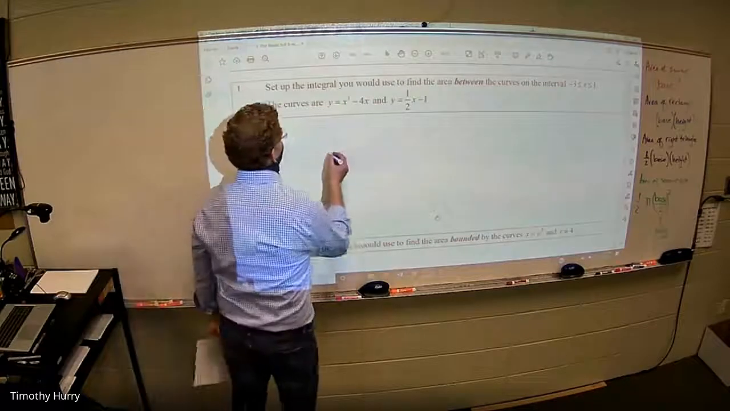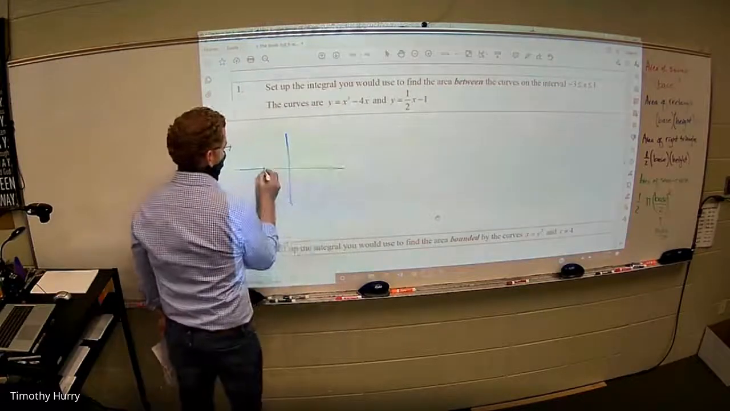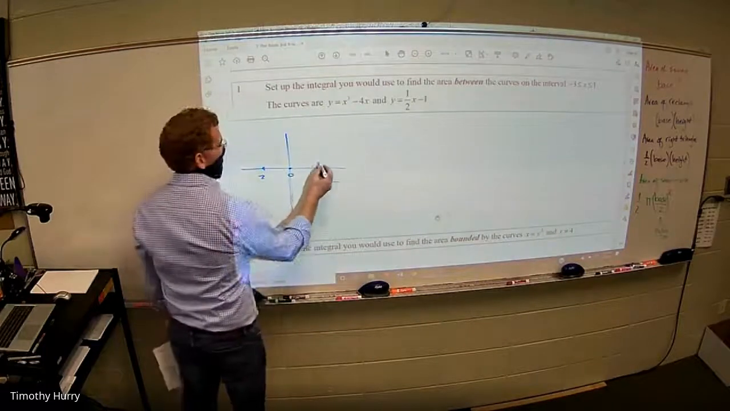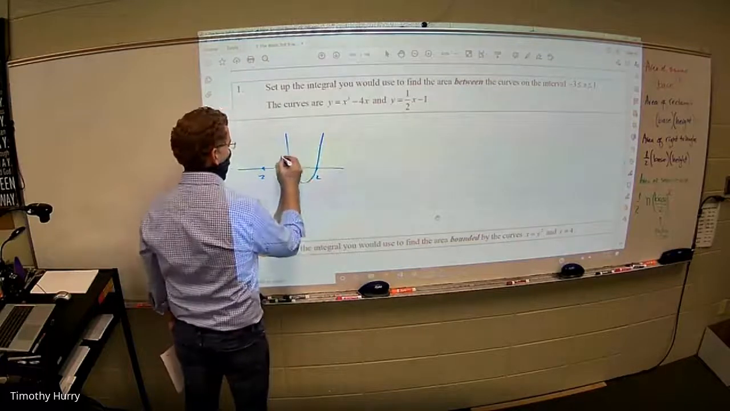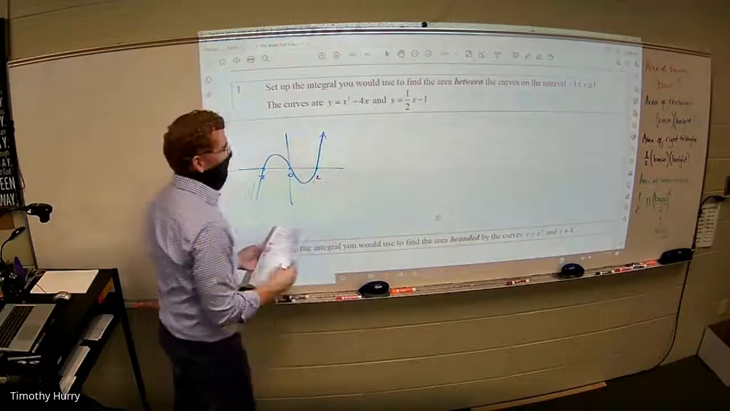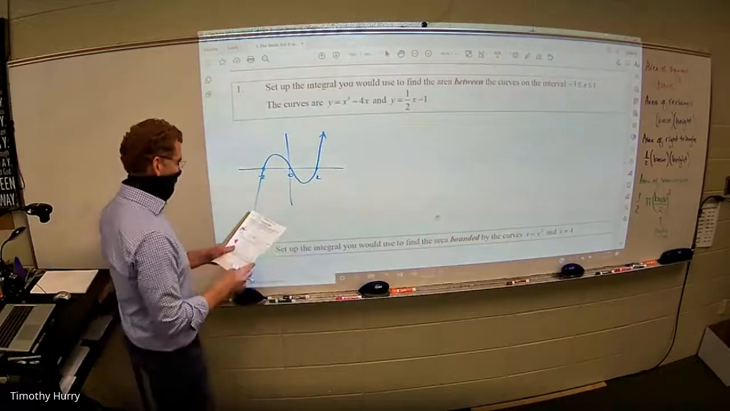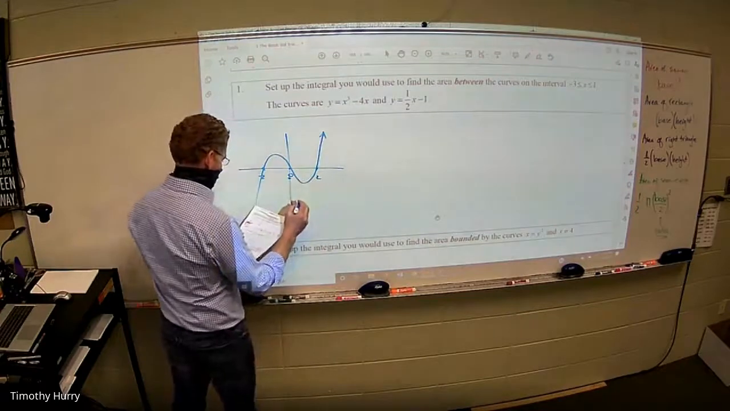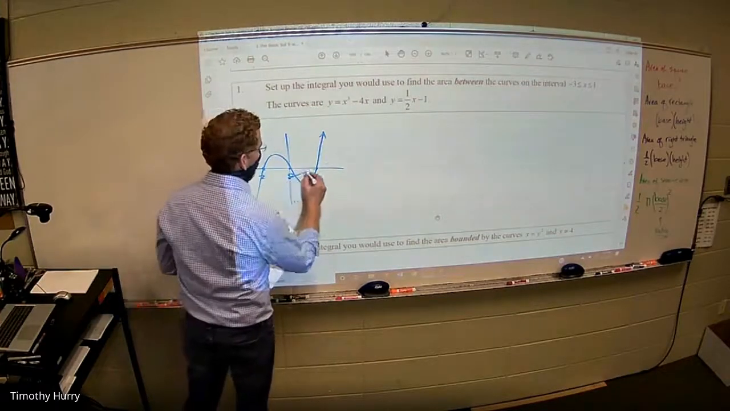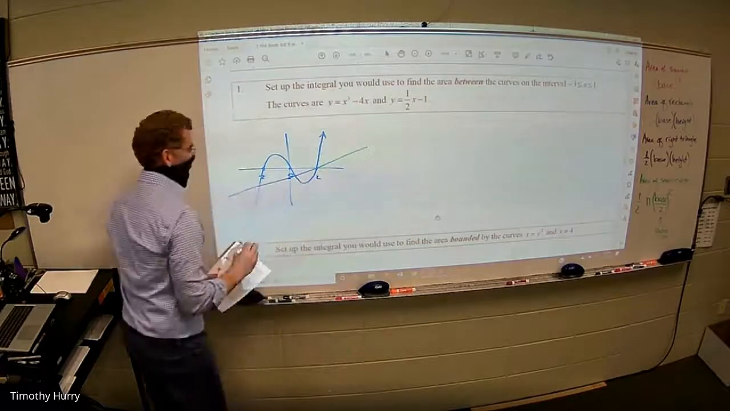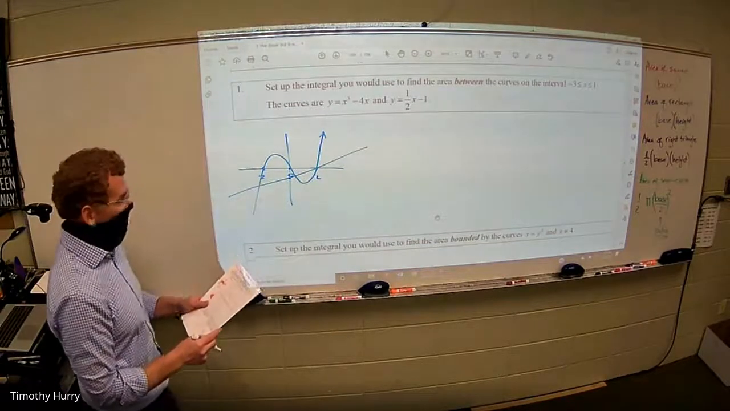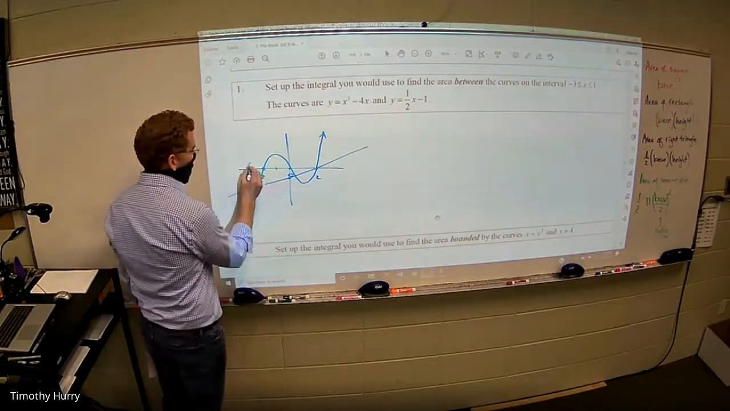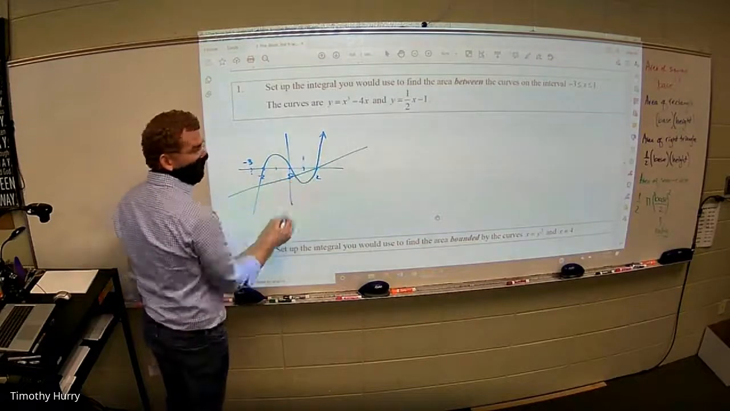So you end up with some cubic function that crosses at those roots, something like this. And then you have the line with the slope of a half that crosses at -1. It looks something like this. And I ask for the interval between -3 and 1. So you can see it's going to be important for us to sketch this graph. There's -3, there's +1.